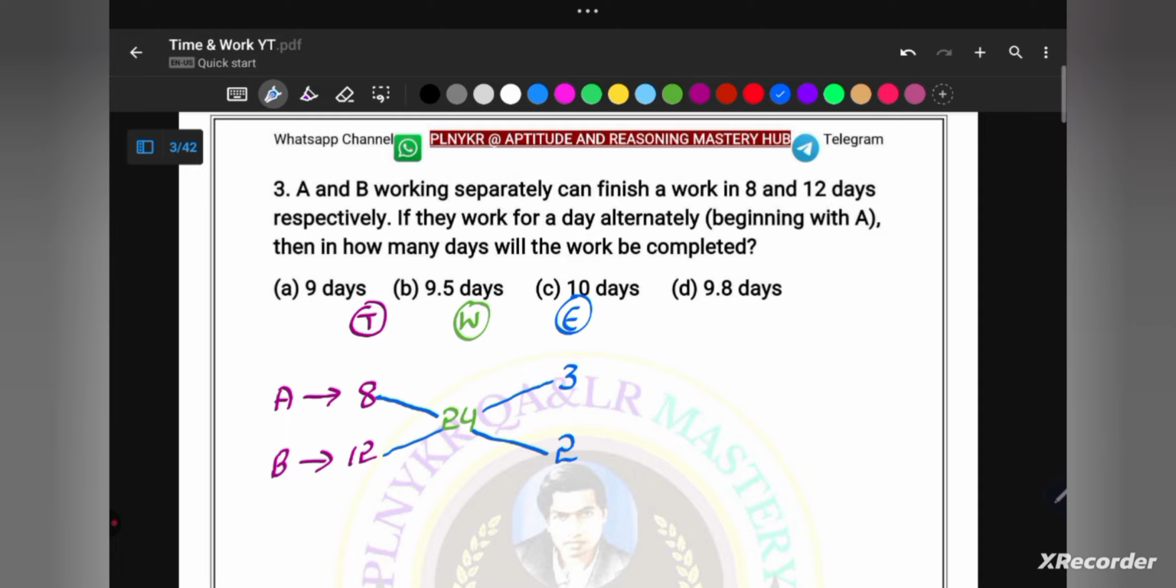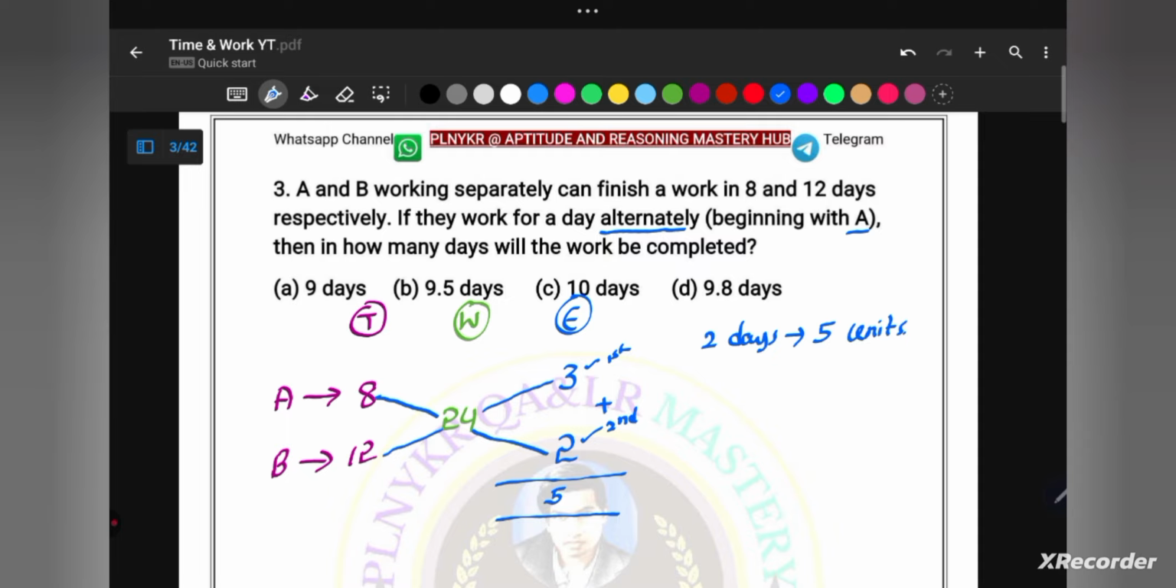These are the individual efficiencies. Now coming to the question, they are not working together. They will be working alternately, beginning with A. So A will be working on the first day, B on the second day. After completing 2 days, what is the work done? 3 plus 2, 5 units. Clearly, after completing the 2 days, 5 units of the work is done.